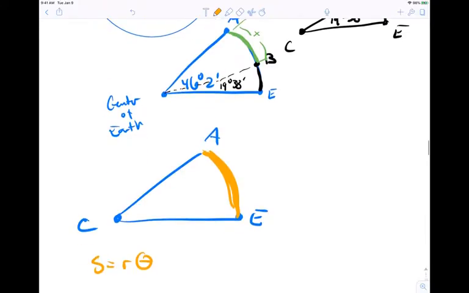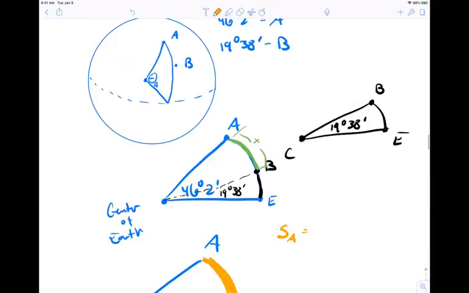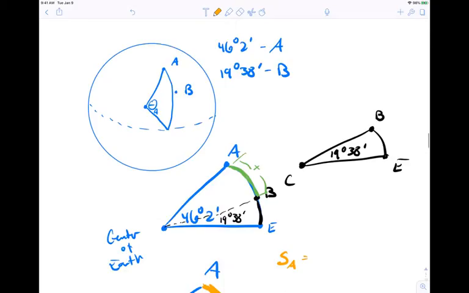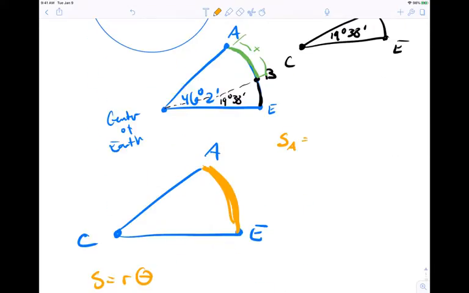So say we want to find the arc length of A. That's going to be the radius of A, which is the radius of the globe, 3960. So the radius is 3960 times the theta for A. Oh, we have to convert. This S equals R theta only works when theta is in radians. So we need to convert degrees, minutes, and seconds to radians. Okay.